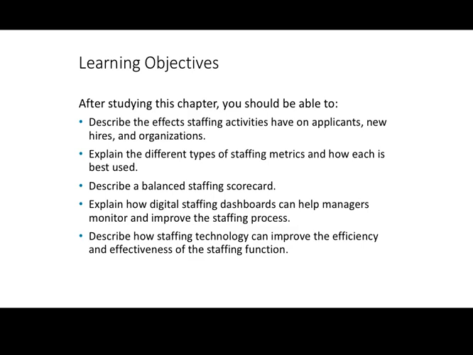We're also going to be looking at the different kinds of staffing metrics and how and when we use each one. We're going to describe what we mean by the balanced staffing scorecard, and what the different factors are that we need to balance and juggle to be able to identify good staffing outcomes. We're going to look at how digital staffing dashboards help managers to monitor and improve staffing, and describe how staffing technology improves the efficiency and effectiveness of the staffing function.